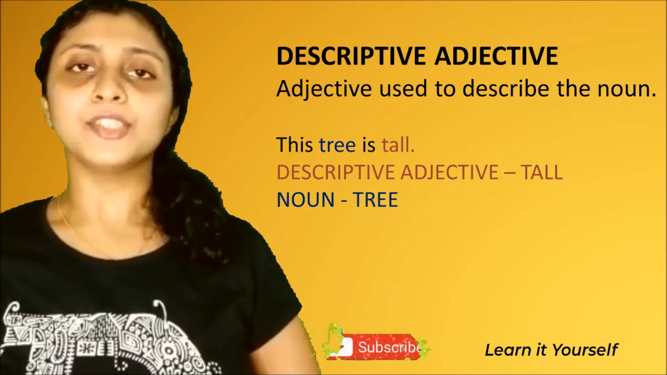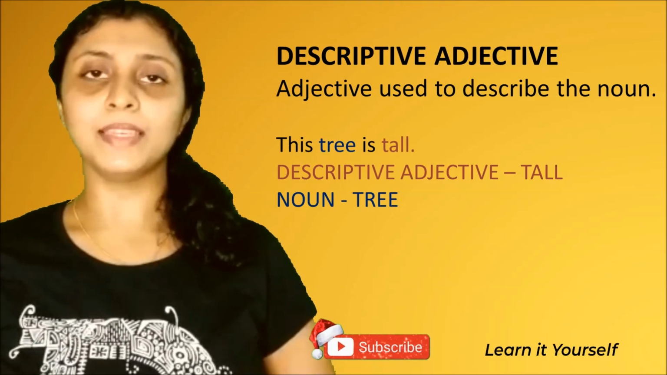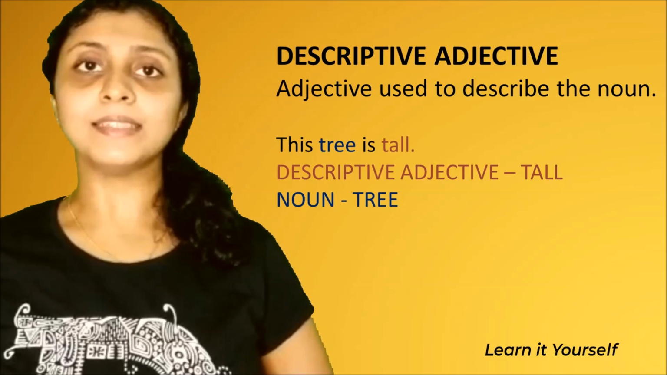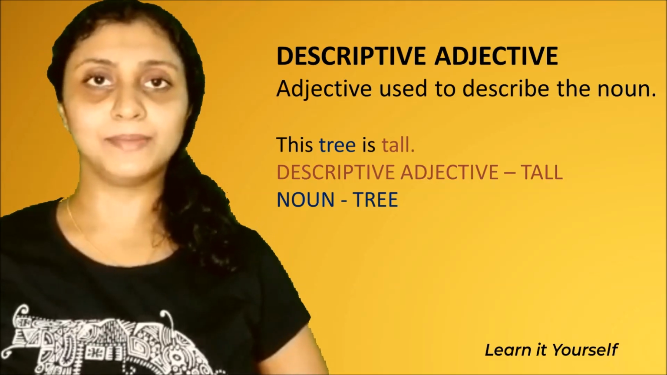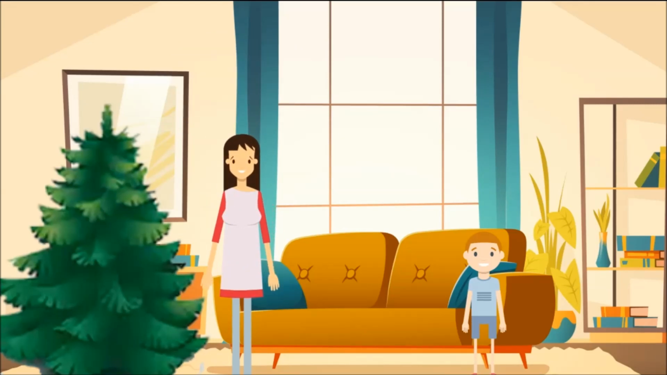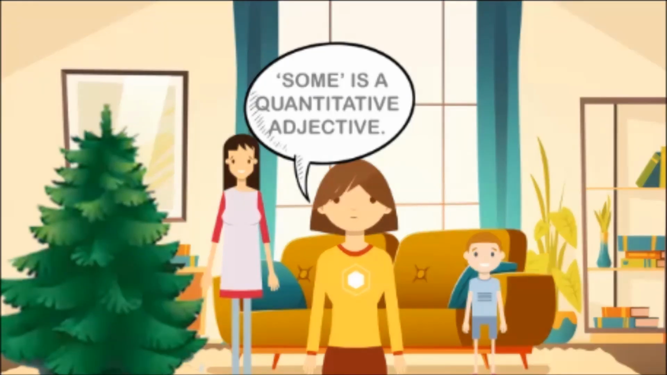We have the child say, "This tree is tall." Here, tree is the noun and tall is the descriptive adjective that is used to describe the noun tree. Let's put some lights on the tree. Some is a quantitative adjective.